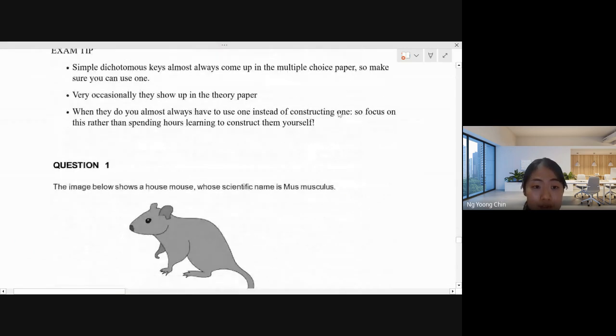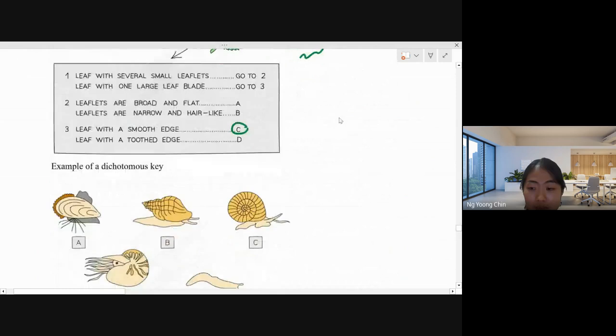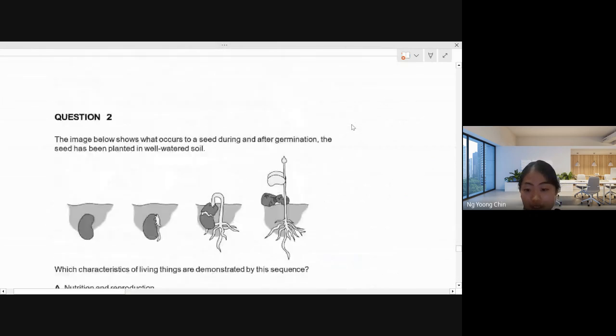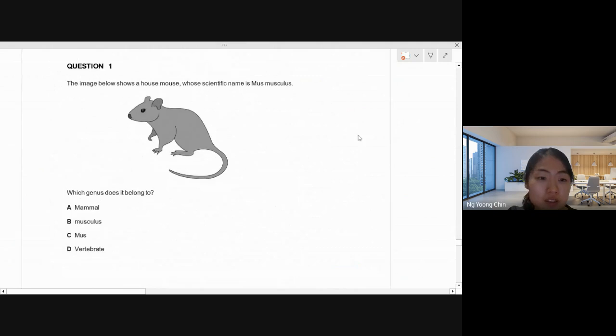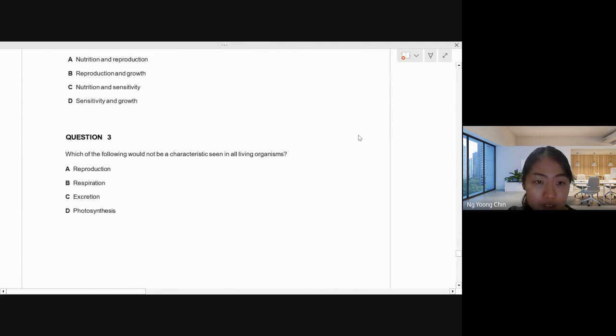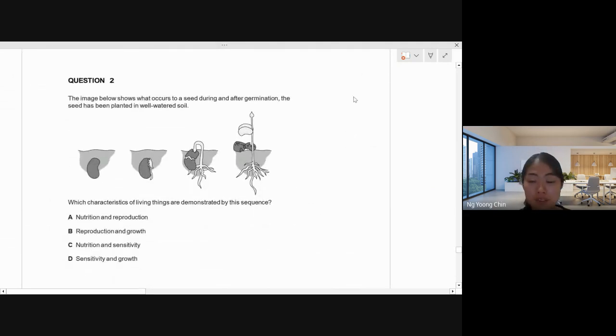Okay, so later we'll try to do some past year questions. Maybe we can have an attempt on this. We can try some objective exercise. The image below shows a seed during and after germination. You can see the seed is germinating and then it will produce a new shoot and new roots, until it produces its first leaf. This is the first leaf being produced by the plant.